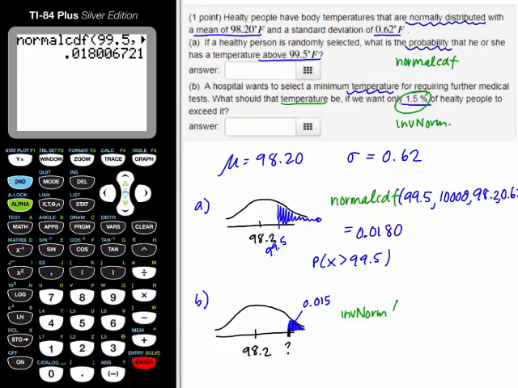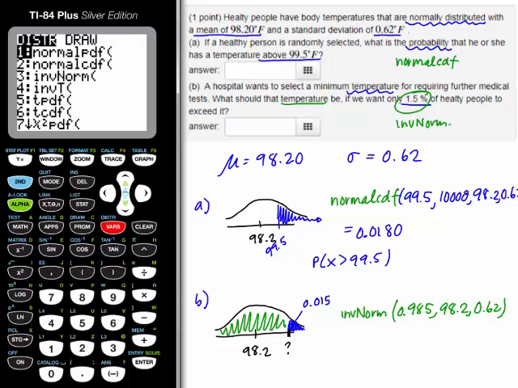The inverse normal needs the area to the left. So if we have 0.015 area to the right, we need to know this area to the left. That's what the calculator will take. So that's 1 minus 0.015, and our area to the left is 0.985. Then it needs the mean. The mean of the distribution is 98.2, and the standard deviation is 0.62.